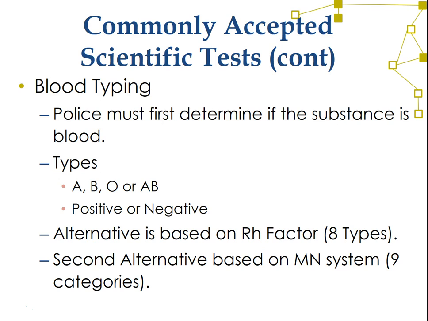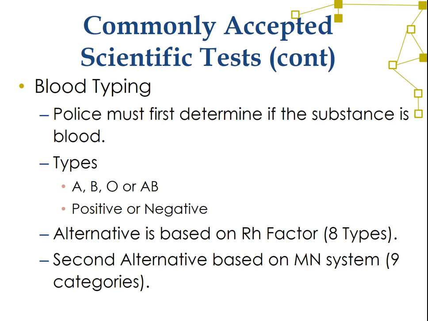The typical types would be A, B, O, or AB, and positive or negative, and we're not going to go into all the hoopla. An alternative is based on an RH factor, and there are 8 different types, and again, we're not going to go through all that. A second alternative would be based on an MN system, and there are 9 categories.